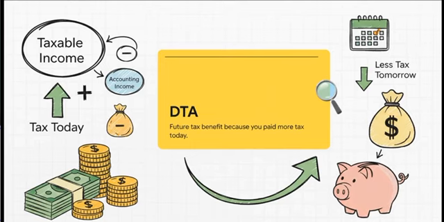Then on the flip side, we have the deferred tax asset, or DTA. This happens when your taxable income is actually higher than your accounting income. You end up paying more tax today than your accounting books say you should. So why is that an asset? Well, because paying extra today actually creates a tangible future benefit. You've essentially prepaid some of your tax, meaning you're going to pay less in the future.